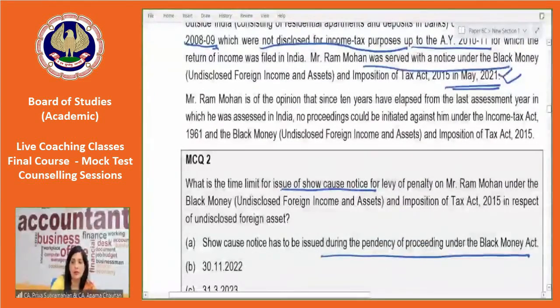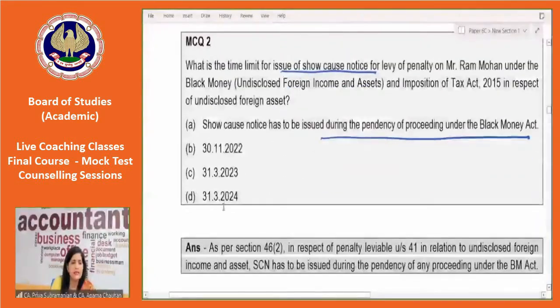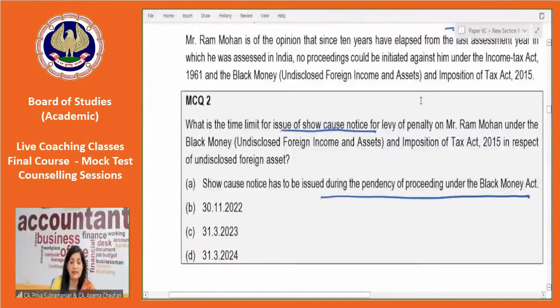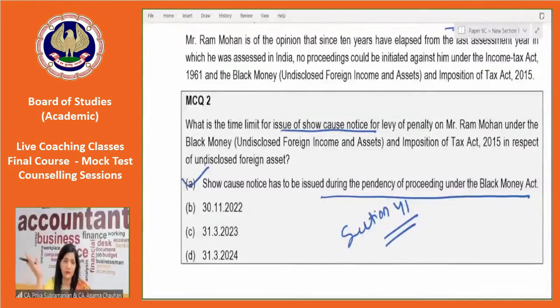Notice already issued in May 21. So in that case, what are the time limits being given to you? There are options B, C, D providing certain time limits. However, in case of penalty, since the penalty is leviable under section 41, the show cause notice has to be issued during the pendency of the proceeding under the Black Money Act. The other time limit of 3 years is provided in case of other defaults contained under section 45. In that case, a 3 year time limit is there for issue of show cause notice. However, in case of section 41, the show cause notice has to be issued during the pendency of the proceedings.